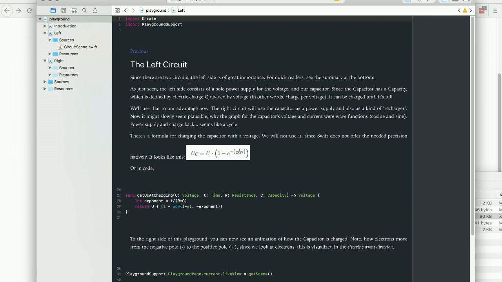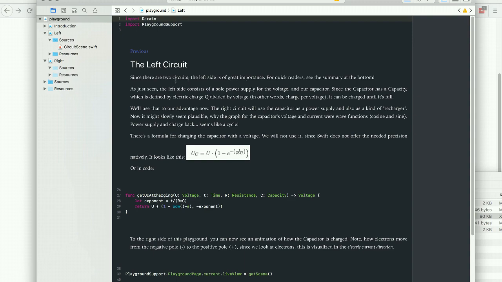As just seen, the left side consists of a sole power supply for the voltage and our capacitor. Since the capacitor has a capacity which is defined by electric charge Q divided by voltage, in other words charge per voltage, it can be charged until it's full. We'll use that to our advantage now. The right circuit will use the capacitor as a power supply and also a kind of free charger. Now it may slowly seem plausible why the graphs for the capacitor's voltage and current were wave functions, cosine and sine: power supply and charge back.